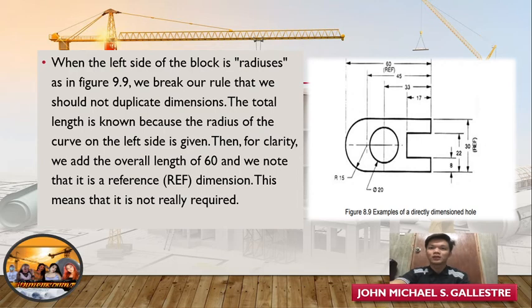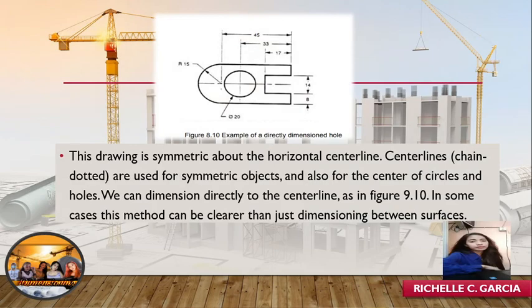For example, a directly dimensioned hole. Somewhere on the paper, usually the bottom, there should be information on what measuring system is being used, inches or millimeters, and also the scale of the drawing. As you can see in the figure, the drawing is symmetric about the horizontal center line.